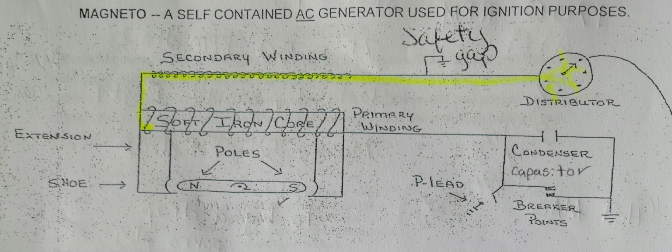What are the three major circuits of a high-tension magneto system? Magnetic, primary, secondary. What are the components of a high-tension magnetic circuit? Permanent rotating magnet, soft iron core, and pole shoes.